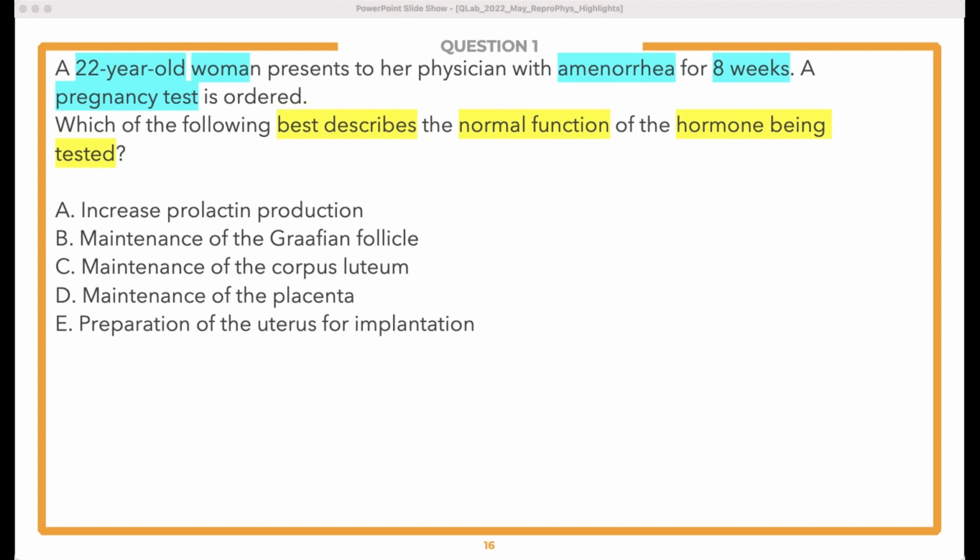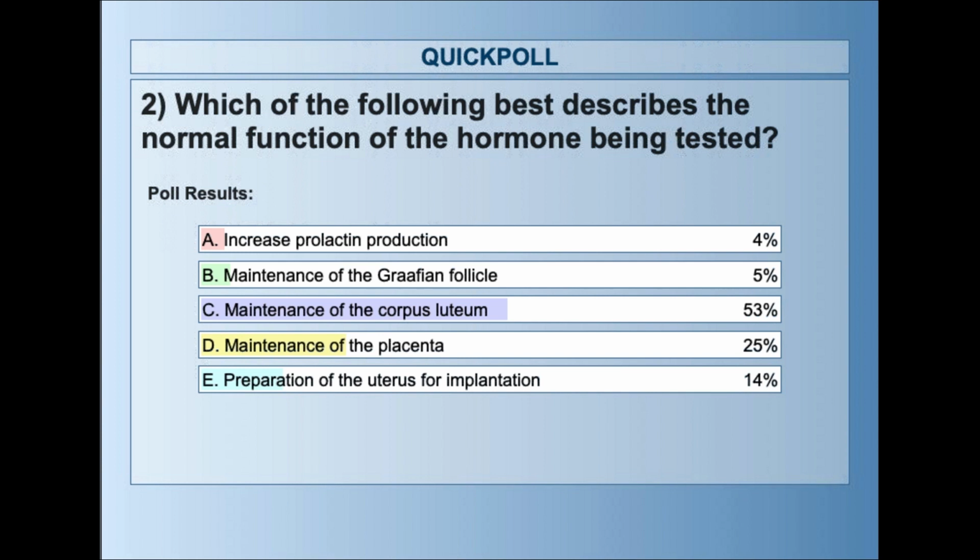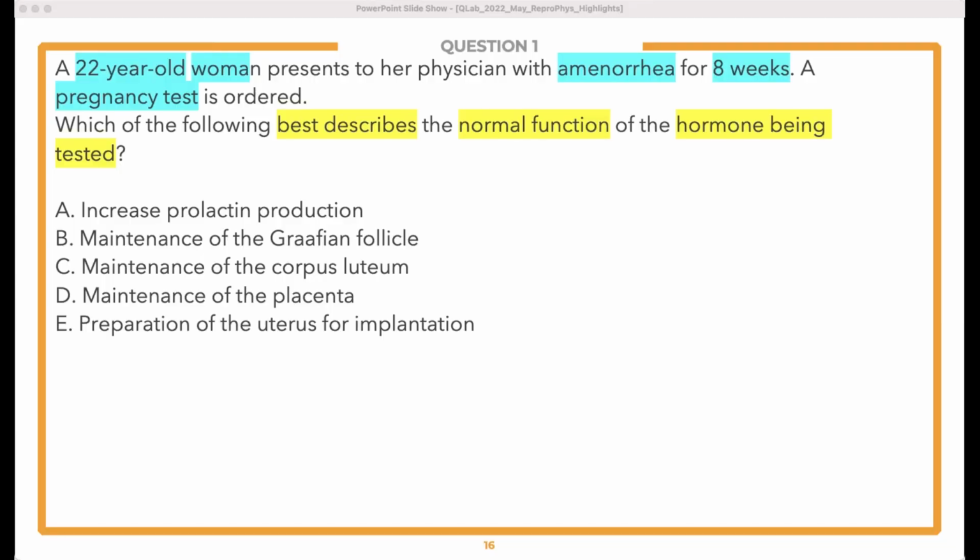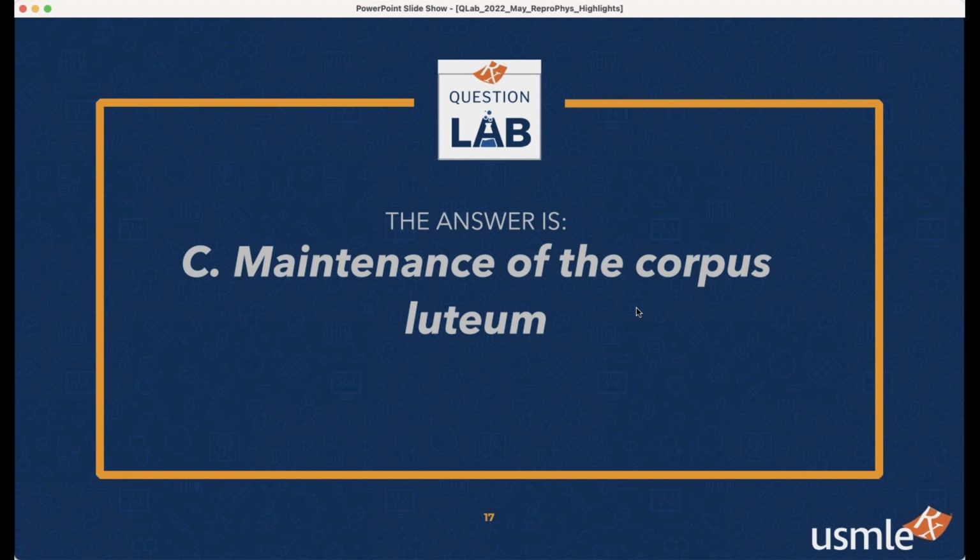So, pretty convincing lead there for answer choice C, maintenance of the corpus luteum. About a quarter of you opted for maintenance of the placenta, and then in third place, preparation of the uterus for implantation. Okay, so there's the results from the crowd. We're going to hide those results, and let's take a look at the answer. And the answer is answer choice C, maintenance of the corpus luteum. Great job, everybody. That was a convincing answer here from the crowd.